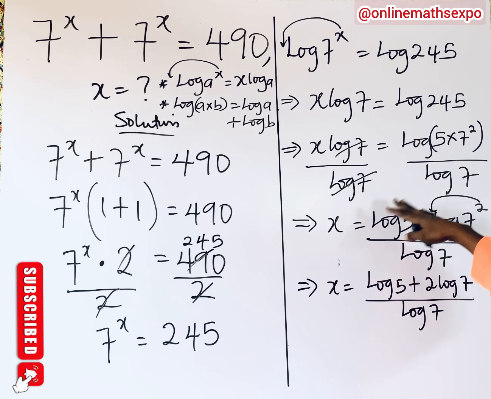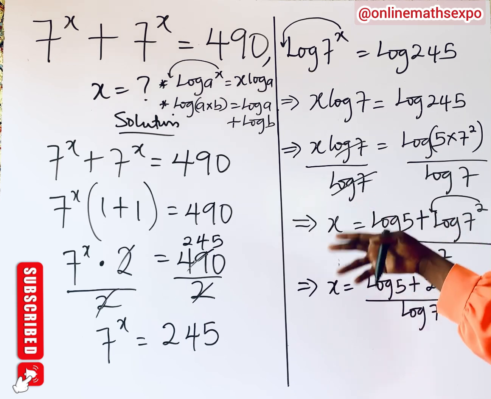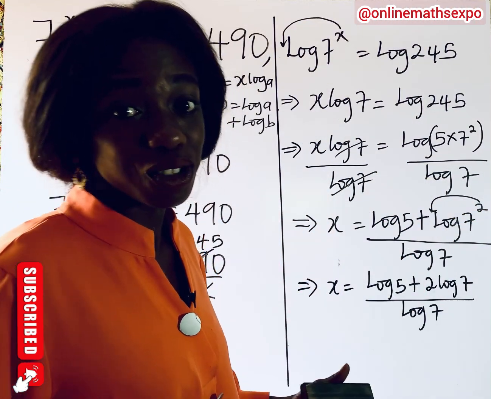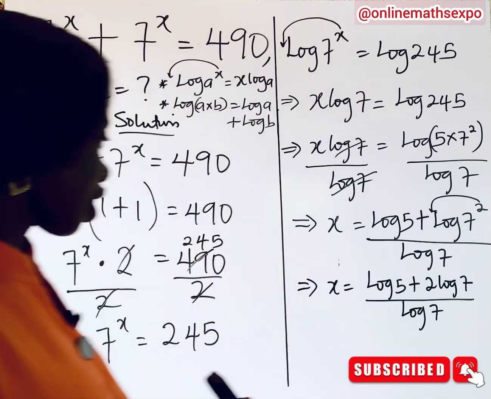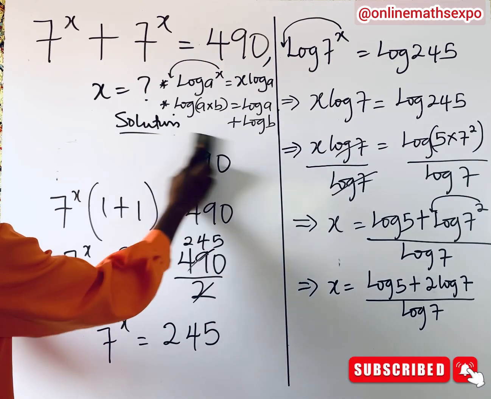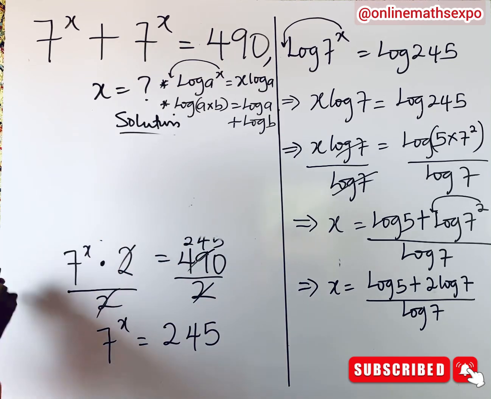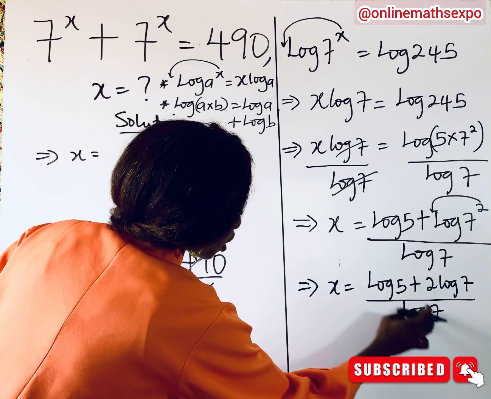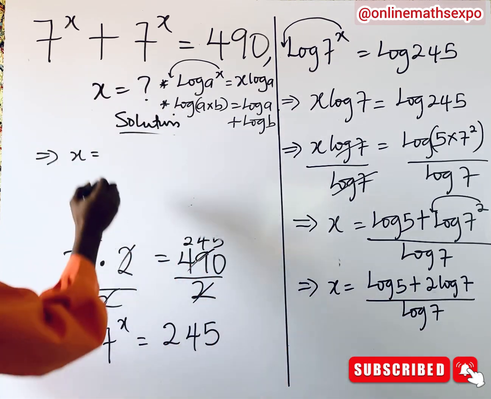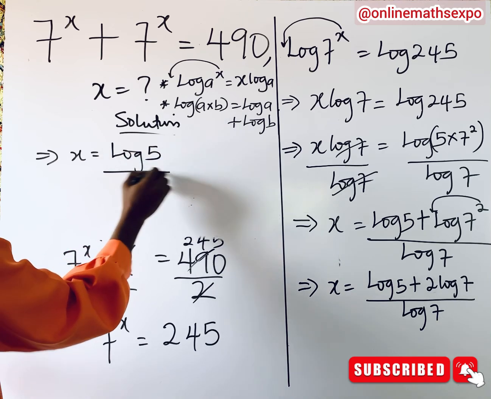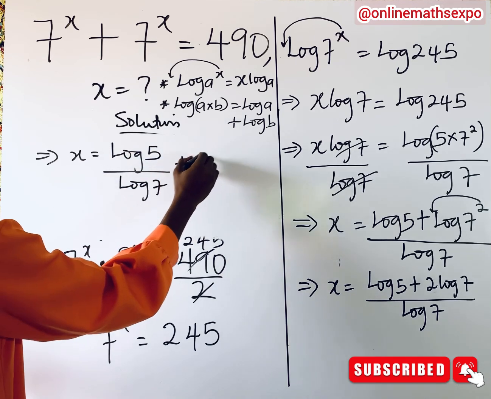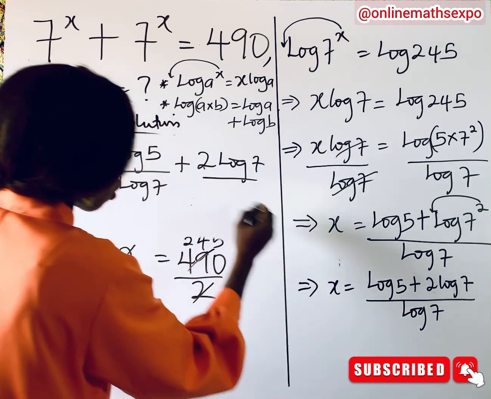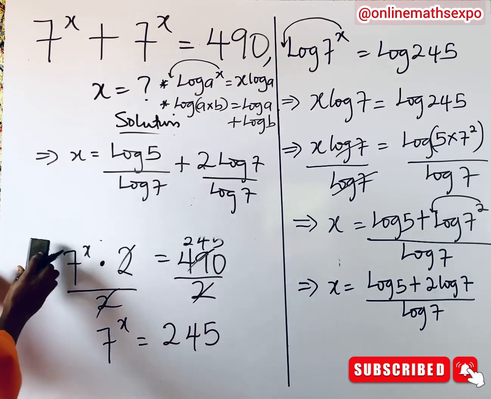Remember, at this point, you can just use your calculator to get the value of x if the exam allows you, but because it's Math Olympiad, we are going to work it out without using a calculator. So we have x is equal to, we are using this denominator to divide each of the numerators. So we have log 5 over log 7 plus 2 log 7, divided also by log 7.